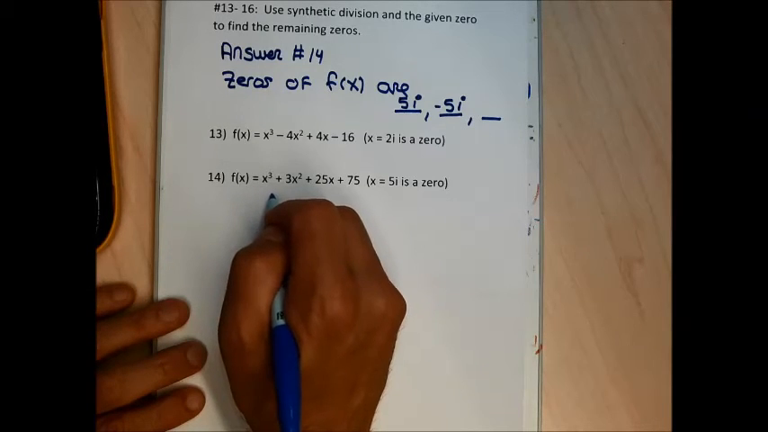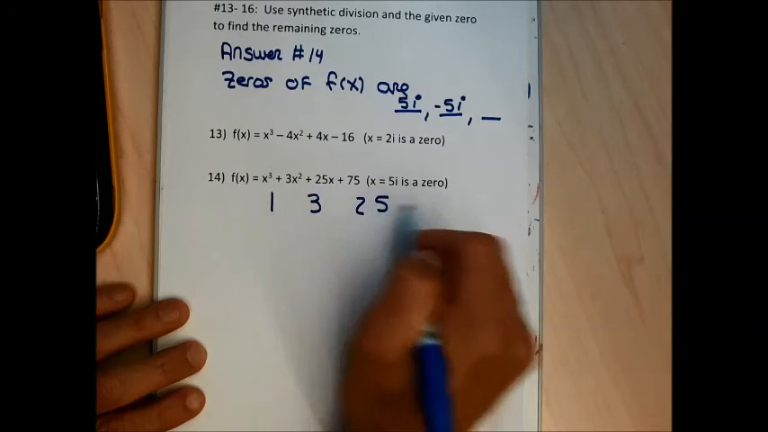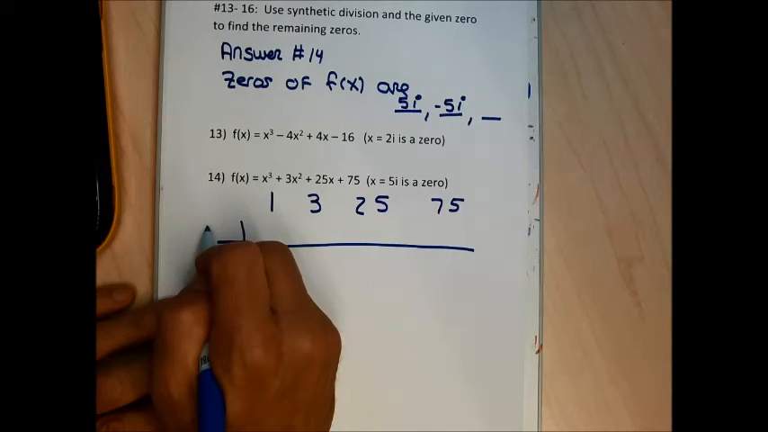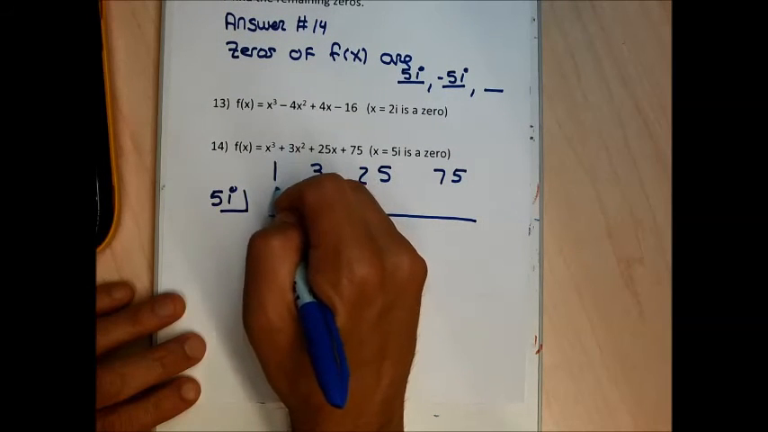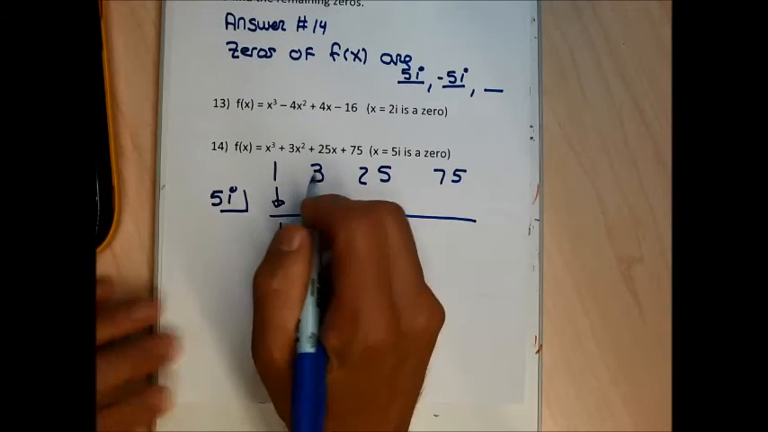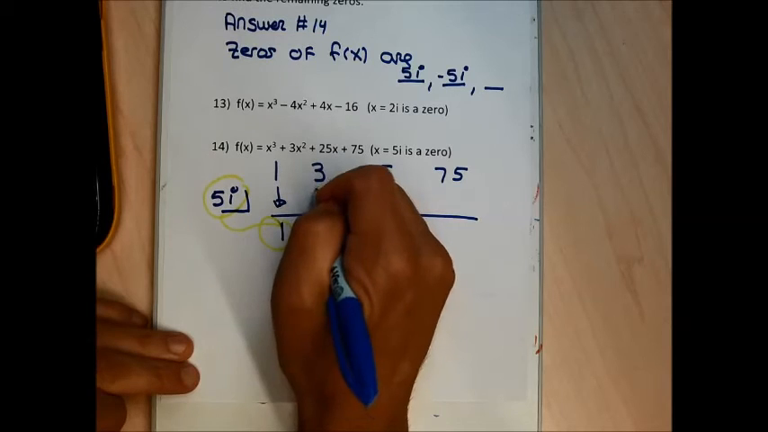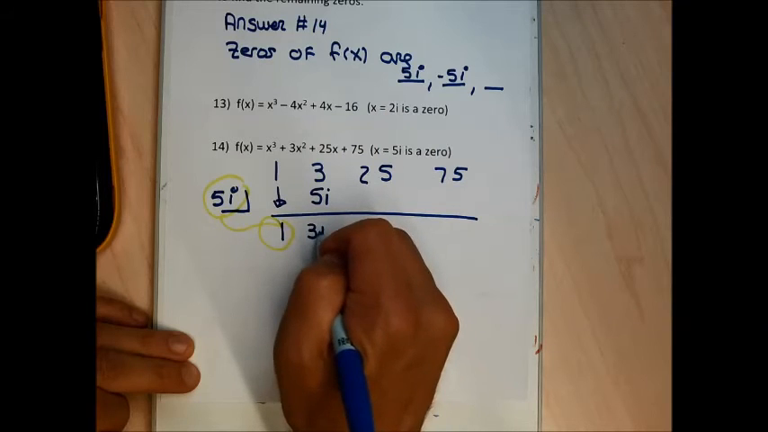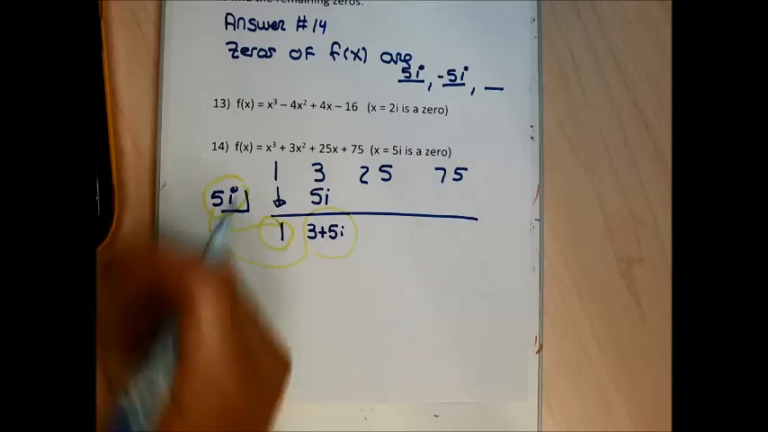And what I'm going to do for my synthetic division is take the coefficients of the function, 1, 3, 25, and 75, write them above a line, and to the left of that line, write the 0 that was given, which is 5i. Now I'm going to do synthetic division with i's, which means I'm going to use the heck out of my calculator. I'm going to bring down the 1, and then multiply 5i times 1, which is 5i. Then I'm going to combine these and get 3 plus 5i. Now I need to multiply 5i times 3 plus 5i.